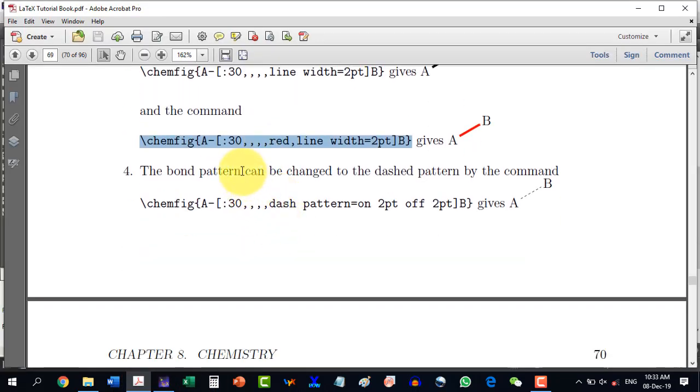Similarly, if I would like to change the bond to dashes, then I will have to write after 4 commas the dash pattern on and then 2 point. 2 point is the default value which is off and then 2 point. So this dash pattern on 2 point and then off. So this way if I execute this command, then it will give a dash pattern.